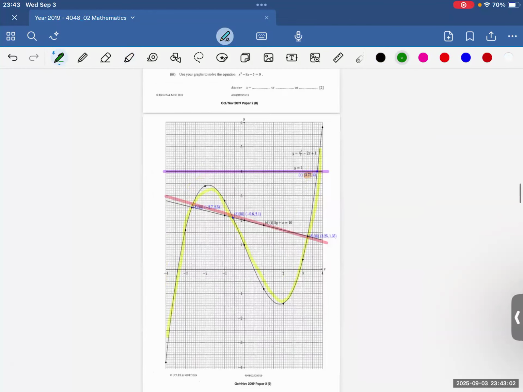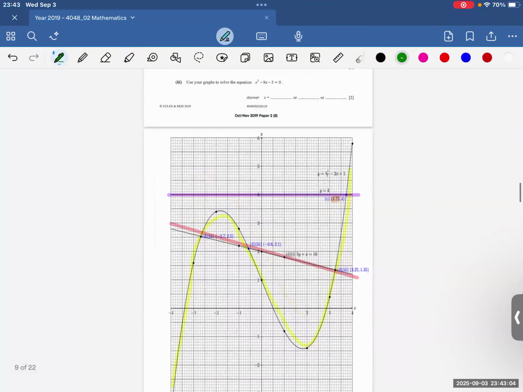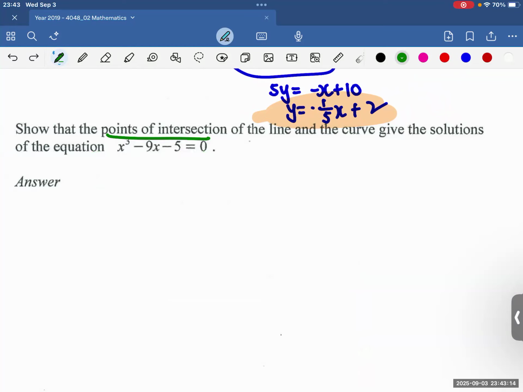Okay, now let's move on to part 2. So part 2 wants us to find the intersections of the line. Show that the points of intersection of the line give the solution to this equation. Okay, so how do we do this? We're going to use the substitution method.